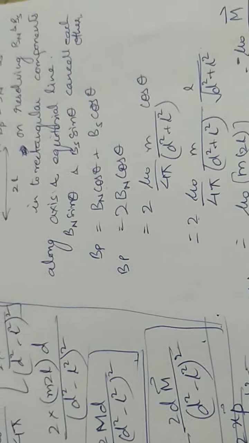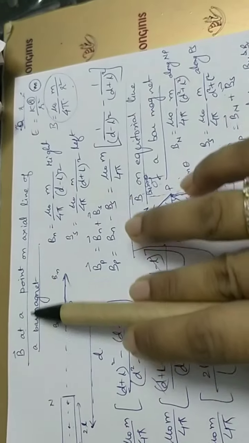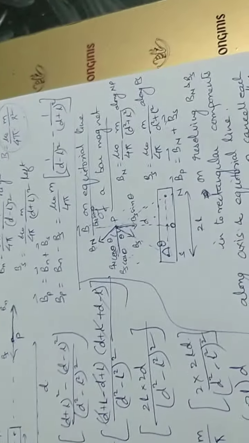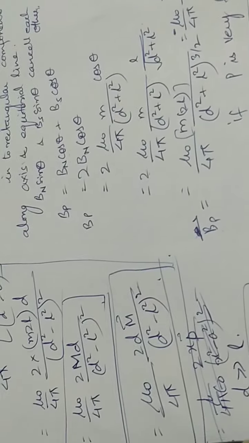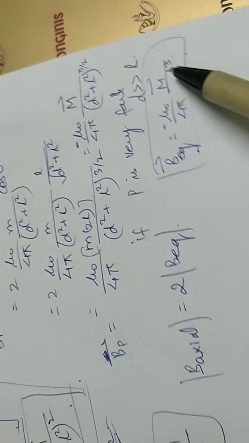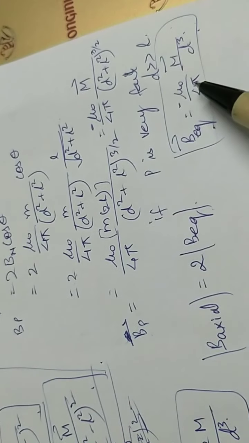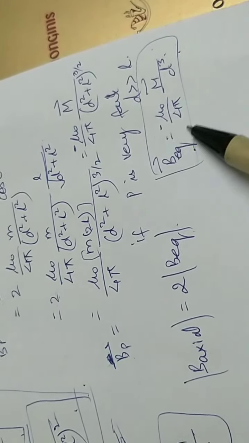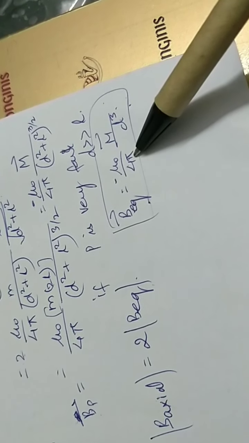Okay, children. In the previous lecture, you have seen the magnetic field at a point on the axial line of a bar magnet, and then on the equatorial line of a bar magnet, and we got an expression for each. If you compare these two with electrostatics, there also we got a similar kind of expression. Only there the constant was 1/4 pi epsilon naught.